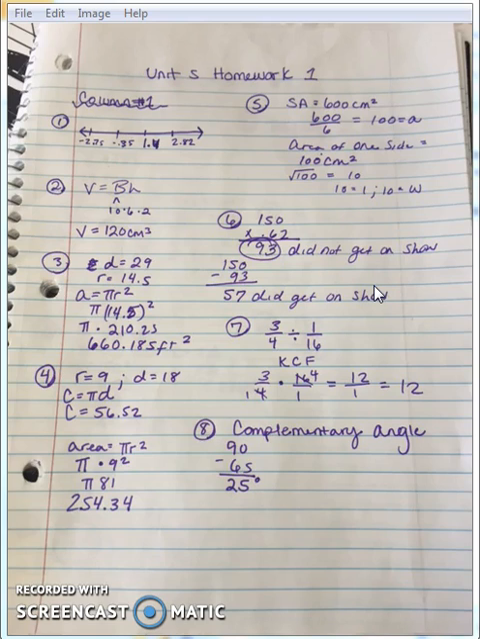Number 8. To find the measure of angle B, we have to recognize that it's a complementary angle, which means the two angles add up to 90 degrees. So we have 90 minus 65 degrees will give us 25 degrees.